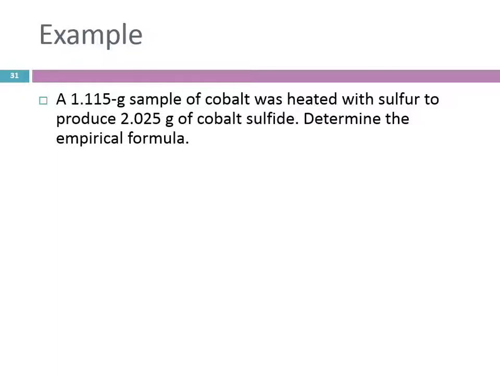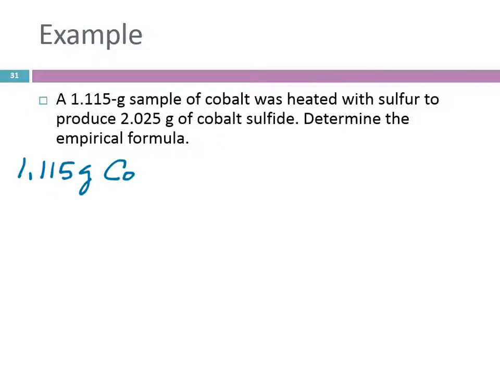So the first thing we have to do is figure out the mass of each element. There's two elements here, cobalt and sulfur. So what's the mass of cobalt? Well, that's the mass of 1 mole of cobalt. In this experiment, what's the mass of cobalt? 1.115 grams of cobalt.